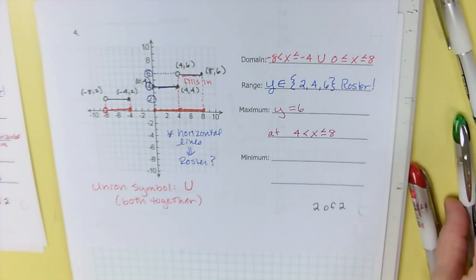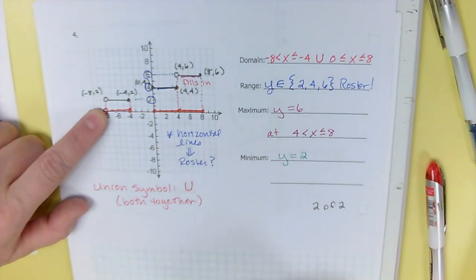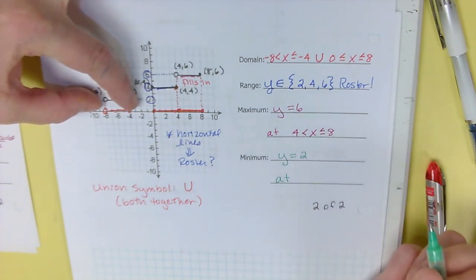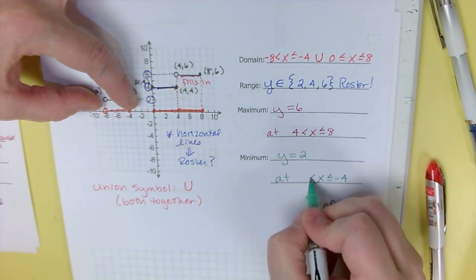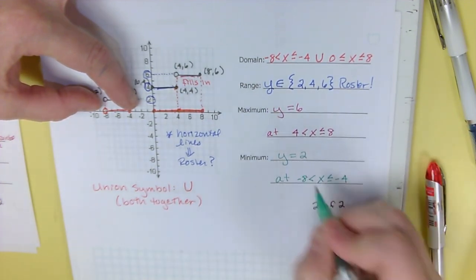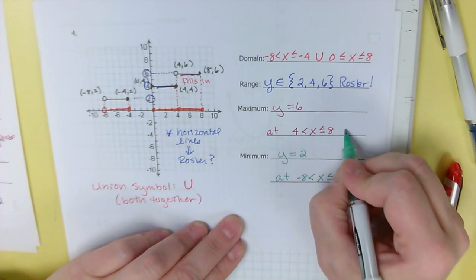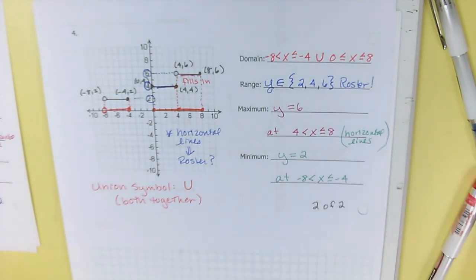All right, let's do minimum. Lowest value, definitely here with the 2. So y equals 2 and this also occurs in more than 1 point. So we need that step. So x goes in the middle, less than or equal to -4, and greater than, but not equal to, -8. And again, the main thing that you're looking for with this kind of thing is horizontal lines. That's what causes the need to write your location as an inequality instead of just a number. Okay, those are the notes on domain and range.